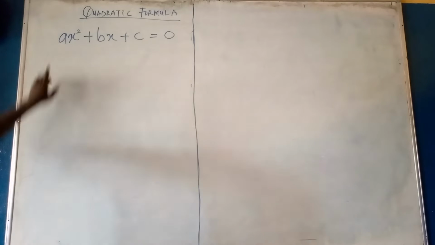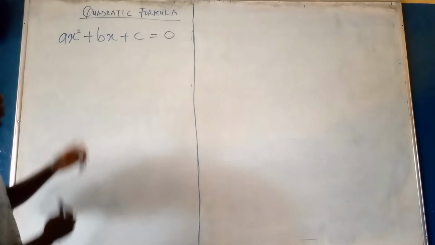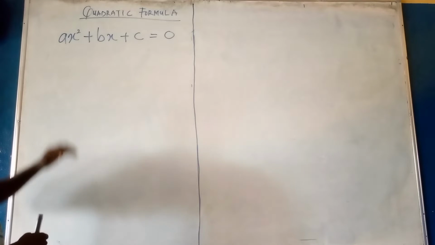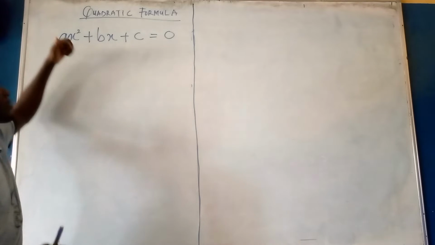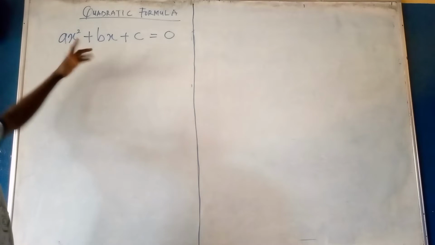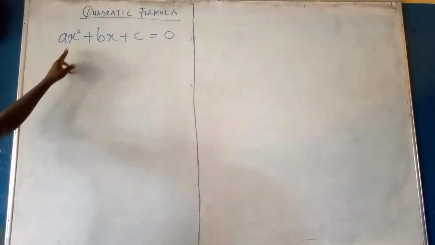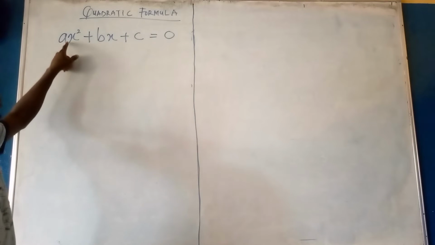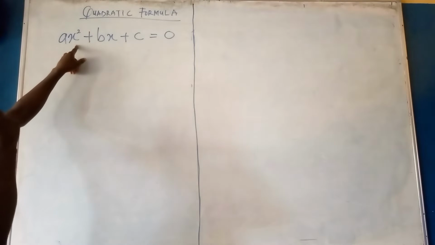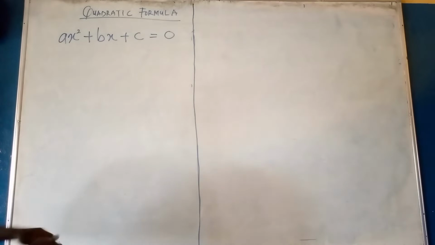So now we have ax squared plus bx plus c equals 0, and we want to derive the quadratic formula using the completing the square method. And how do we do that? First of all, we have to make sure that the coefficient of x squared here is unity. Then what do we do? We divide through by the coefficient of x squared.